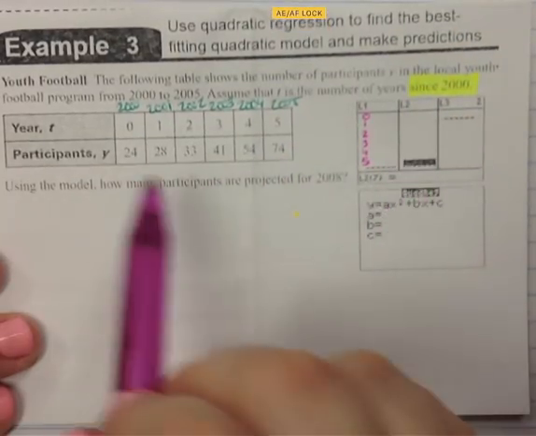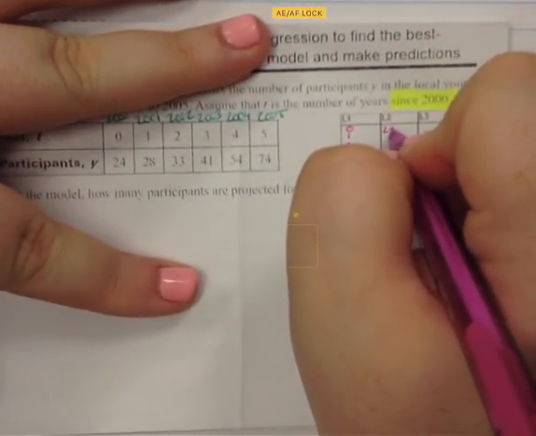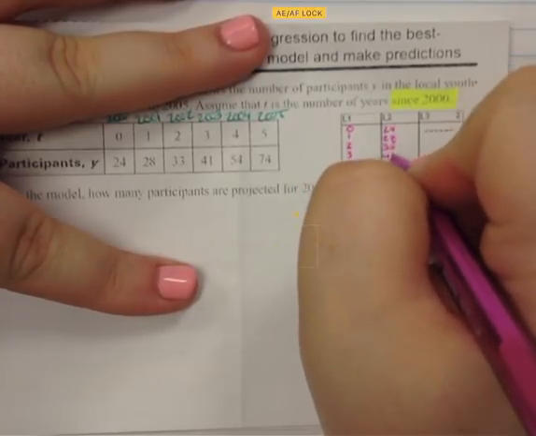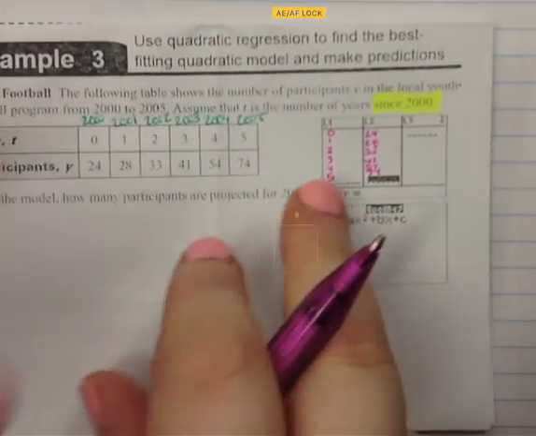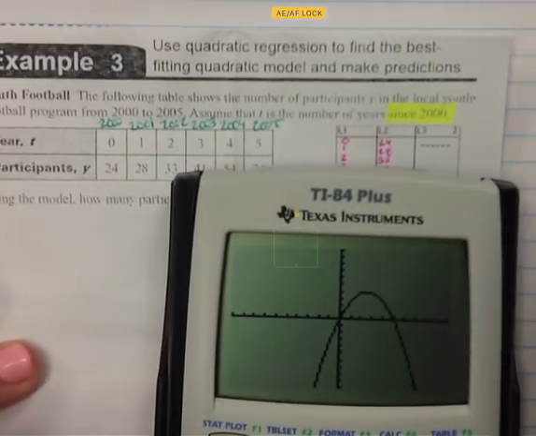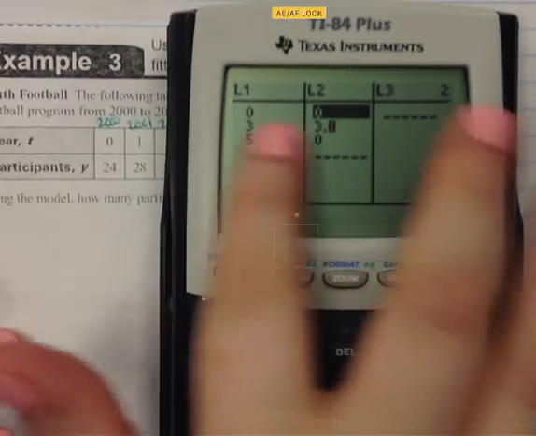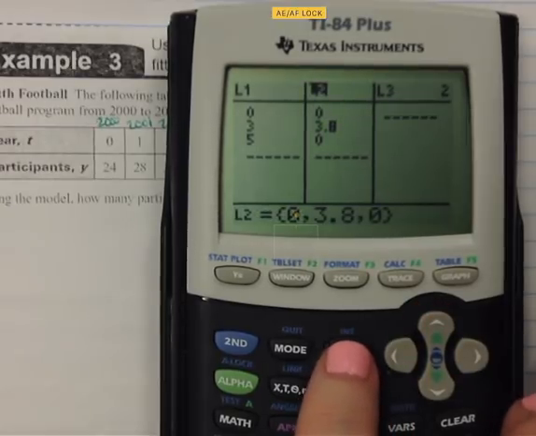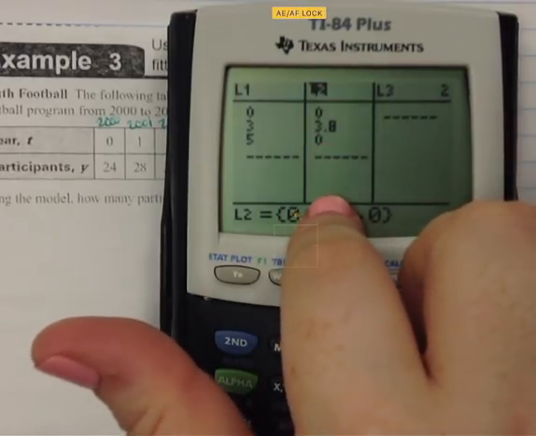And then our L2s, we're going to put our Y values, our participants, which are 24, 28, 33, 41, 54, and 74. Now, it does get kind of cramped in here if you're writing them down, but when we're putting them into our calculator, it makes it a little bit easier. So I'm going to go and take my stat, edit. Now, I still have the problem from the last problem, so I'm going to come in here and clear these out. Do not press delete, because if you press delete, that goes into L1 and then becomes L3. It'll delete the entire list. You don't want to do that.